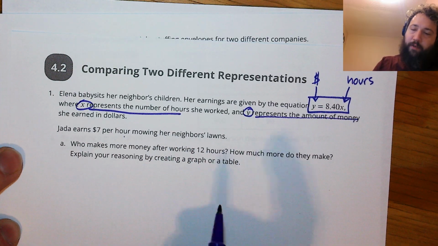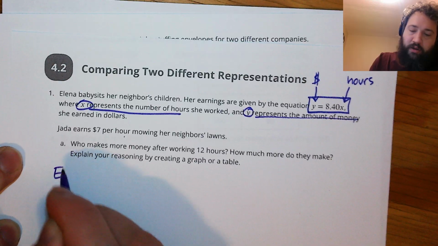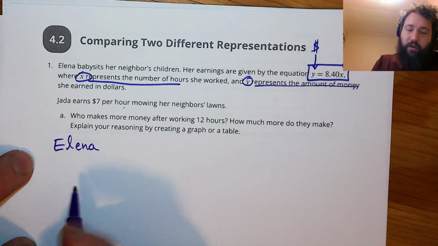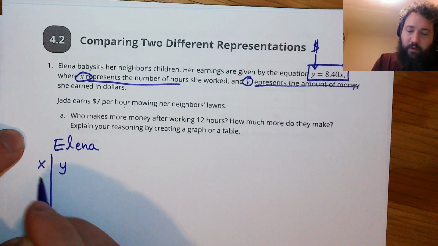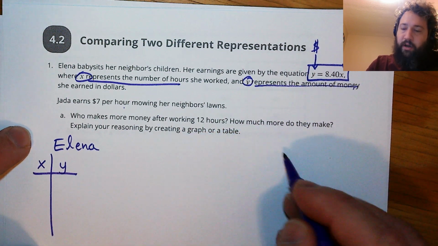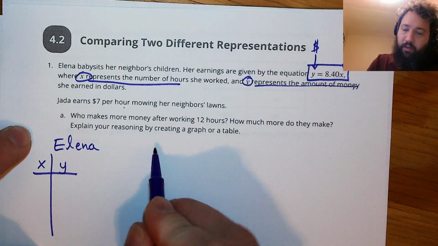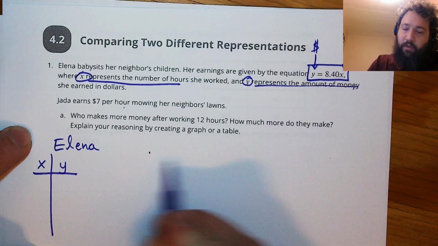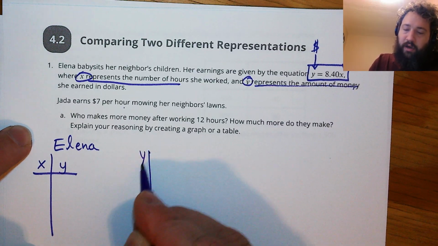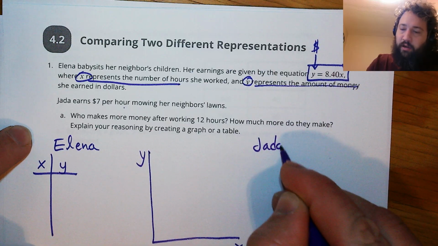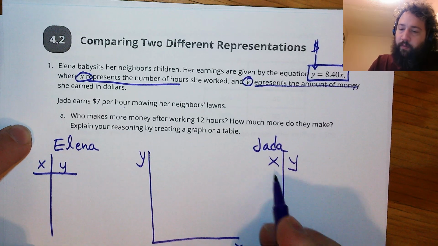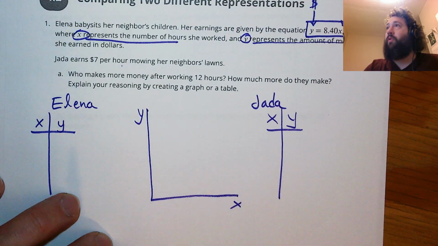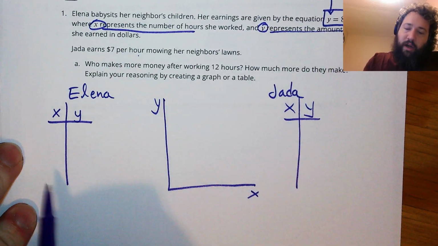So let's make some models here. We are going to do Elena, and we're going to create an X and Y table for Elena, and a table over here for Jada. I want a graph as well for Elena, so I'm going to have a graph in this area, and then a table over here. I'm running out of room to create a graph for Jada. Maybe I can graph them both on the same graph. That could be cool.